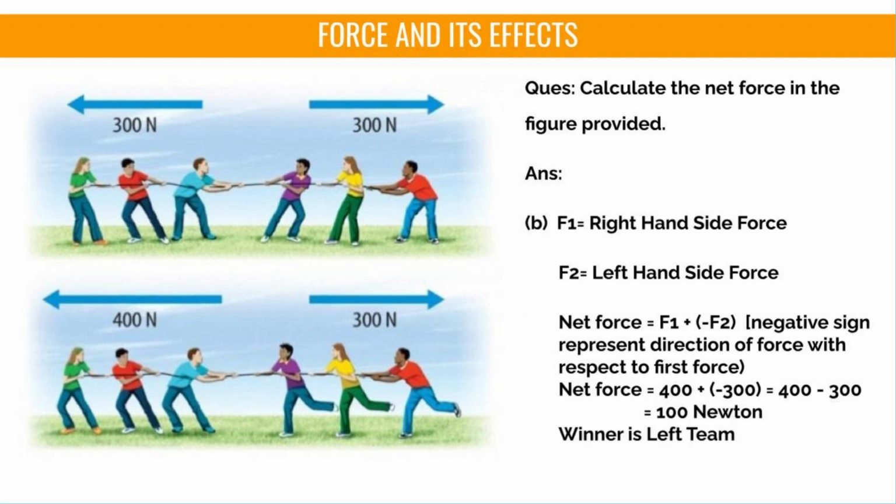In part B, the annotation remains the same. The net force equals 400 minus 300, which gives 100 Newton. So, the left team is the winner.